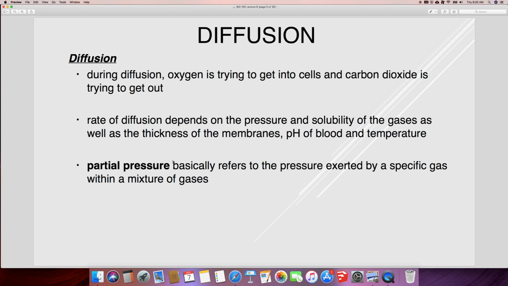Also pH of blood and temperature, which we'll see. So when you see partial pressure, this basically just refers to the pressures of individual gases in a mixture of gases. Okay, so if, for example, air is a mixture of gases, and each gas that makes up this mixture will have a pressure that contributes to the overall pressure of the gas.